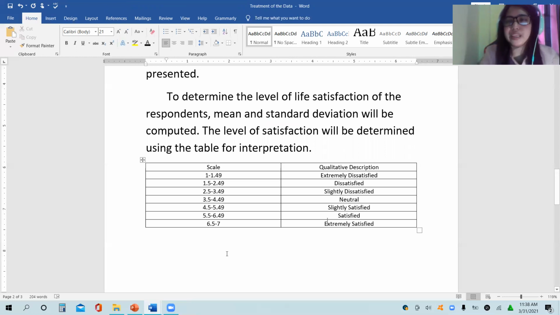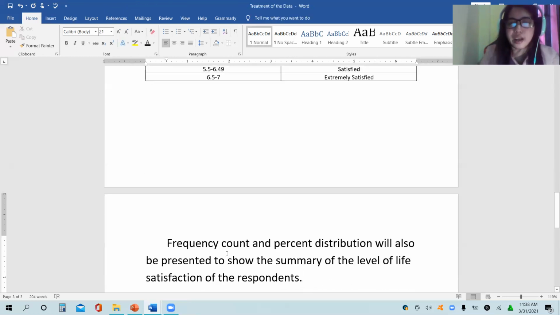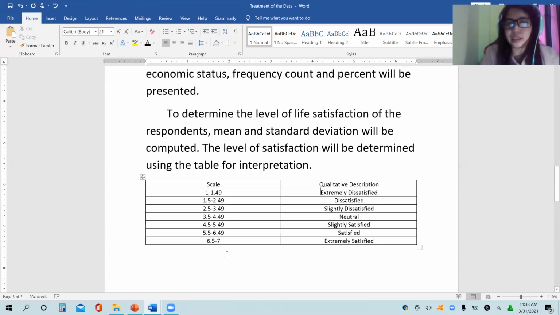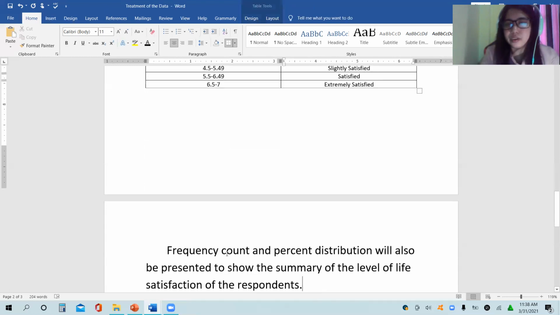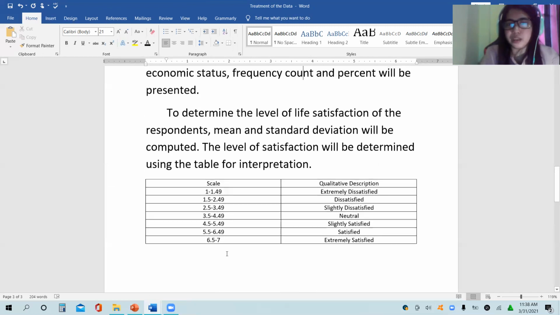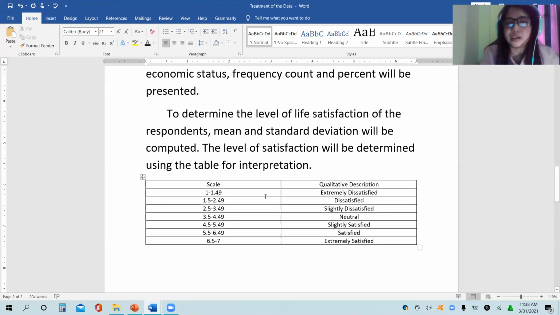So do you also intend to show the life satisfaction of the students or to describe later the responses of the students in item 1, in item 2? So you can also do that. But you also need, of course, to state it here what you will use. Are you going to use also mean? So you also need to place it here. So mean and standard deviation will be computed.